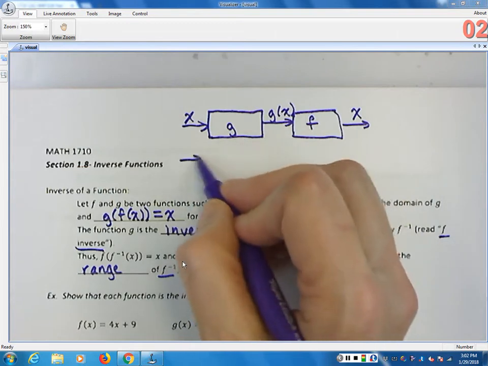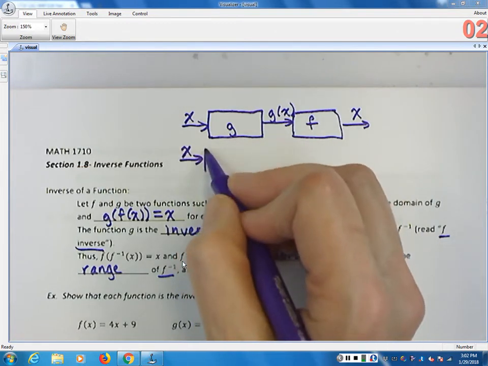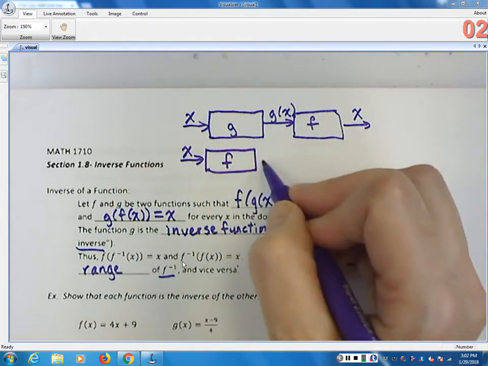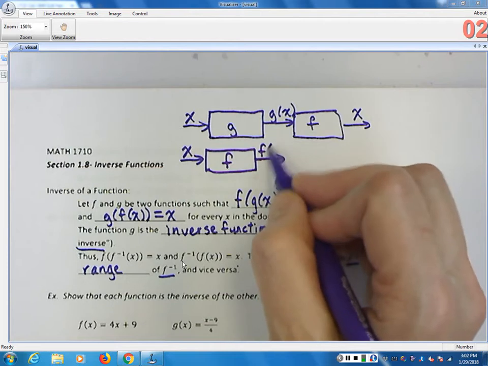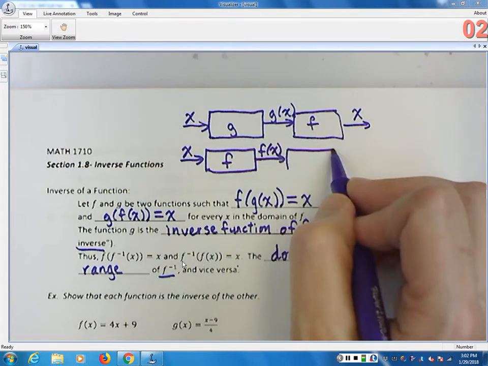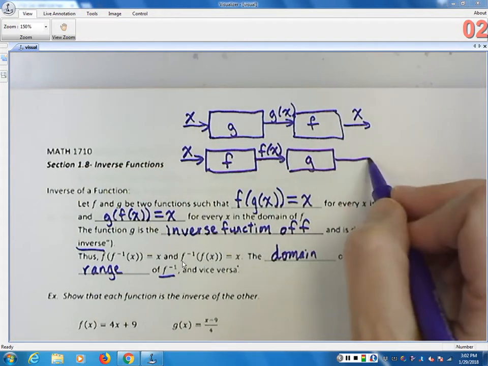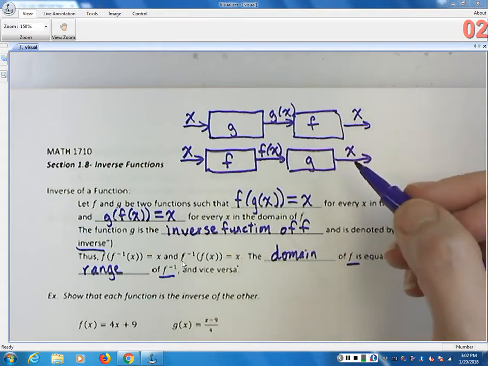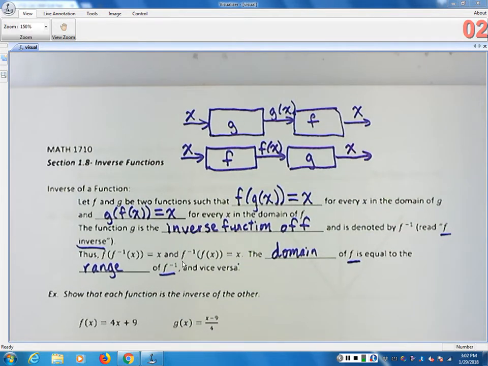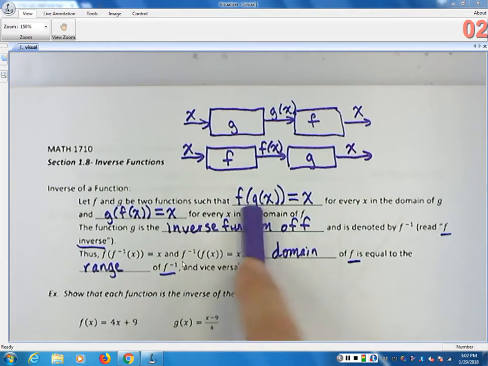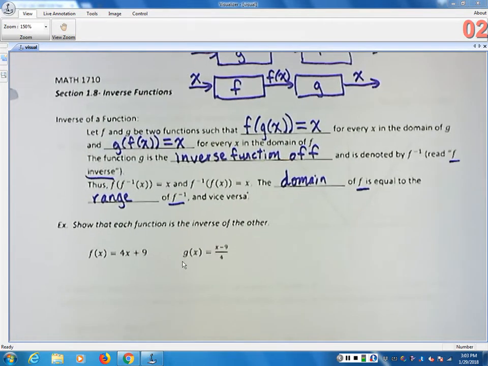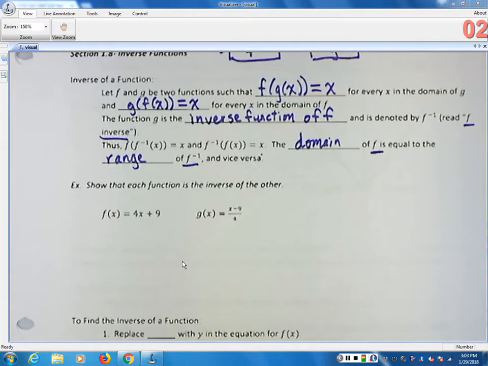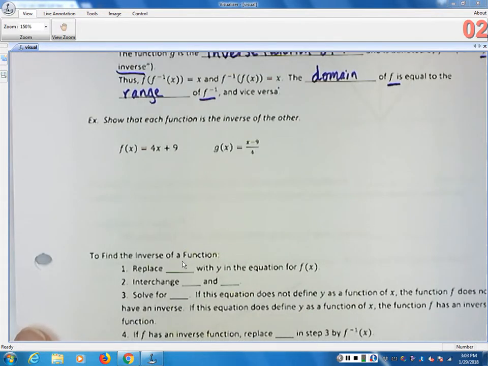We can have x going into function f, we get f of x out, f of x going into g, and if we just get x out, f and g are inverses. That's the pictures for these. It's like tying your shoe and untying it. So we're going to show that these two functions are inverses of each other.